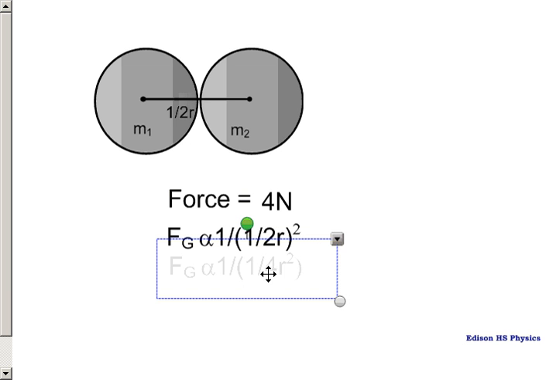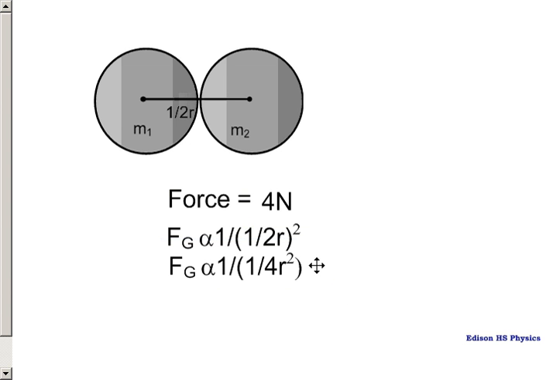When we square the 1/2, we get 1/4 r squared. When we divide by a fourth, we end up with 4 on top, so it's 4 times as strong.